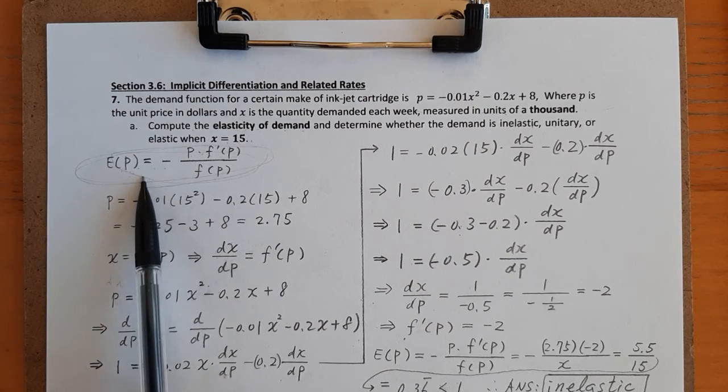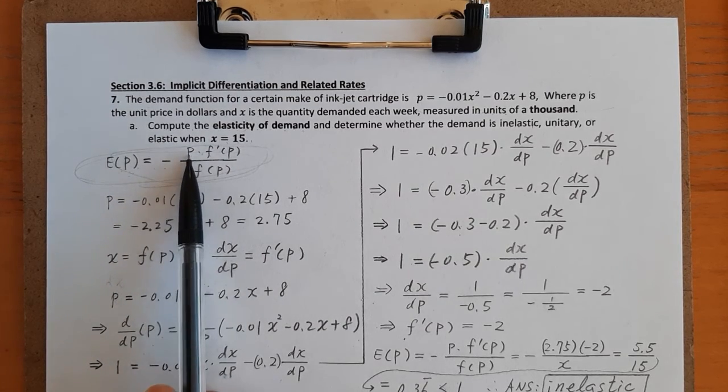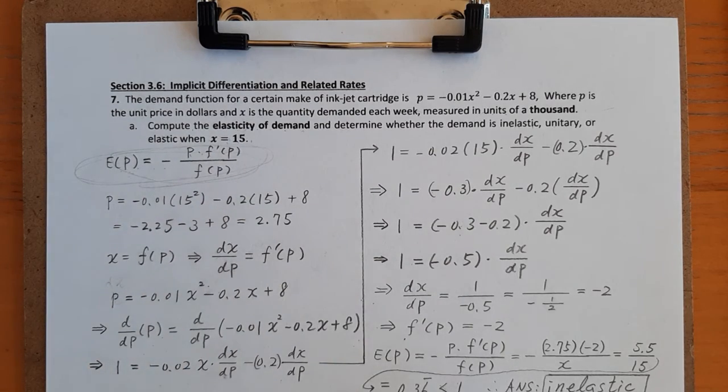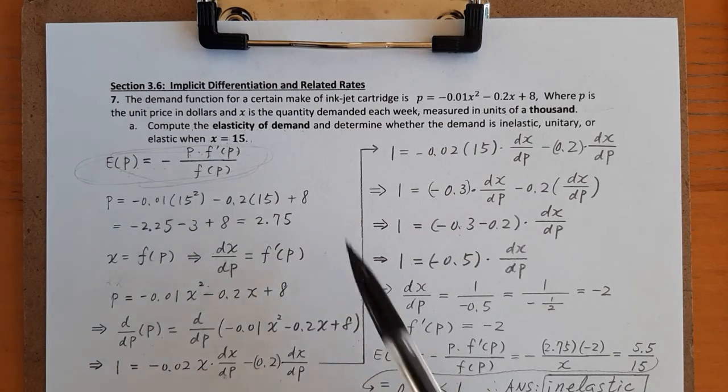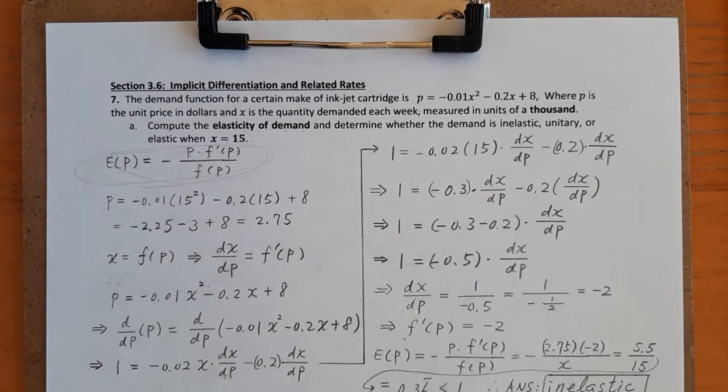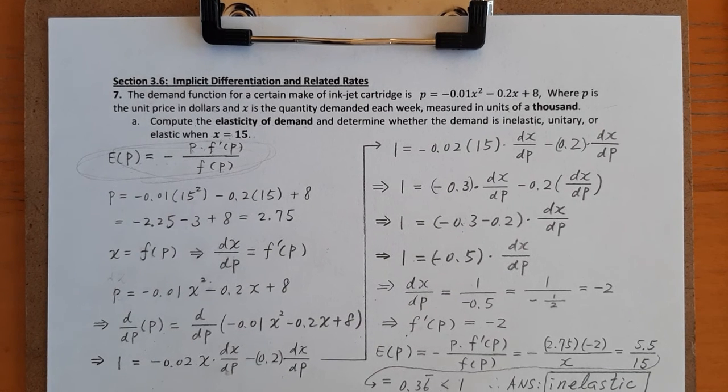So here we need to figure out, when x equals 15, how much the price is. And we also need to figure out f prime of P and f of P, which is x in terms of P.